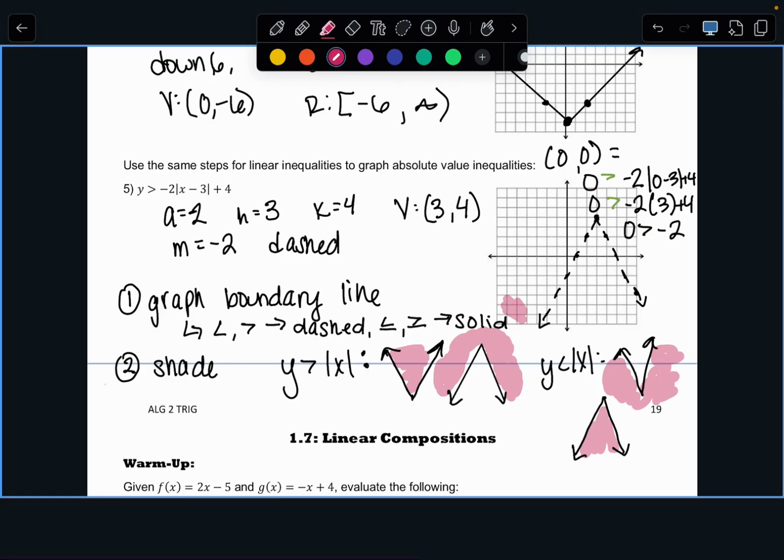Yes. So I would shade on the outside, which is what I knew was going to happen anyways because of the tricks that I told you. But we would shade the outside. And that's it. So you find your A, H, and K, you graph your vertex, and you count your slope.